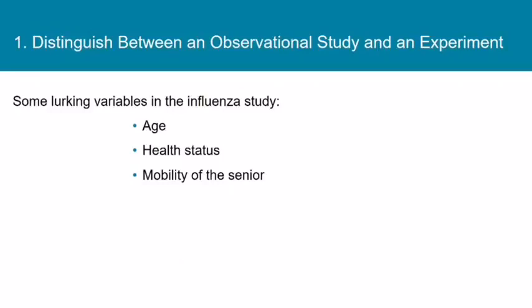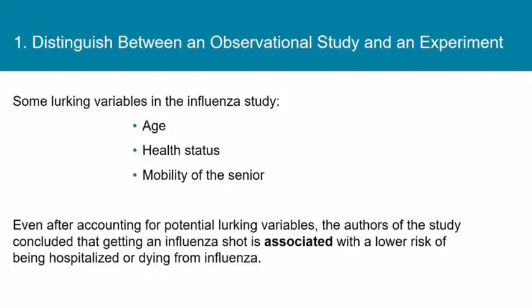It's entirely possible, in fact, it's even likely that people who are willing to go get a flu shot on their own also take care of themselves in other ways, like maybe they are more conscious of washing their hands, or maybe they exercise more, maybe they eat better. We don't know. That's why they're lurking variables. It turns out in this case that the way the authors presented their results was they just said that the flu shot is associated with a lower risk of hospitalization or death from flu. They never said it caused it when they published their results, because after all, they were not doing an experiment, they were doing an observational study.